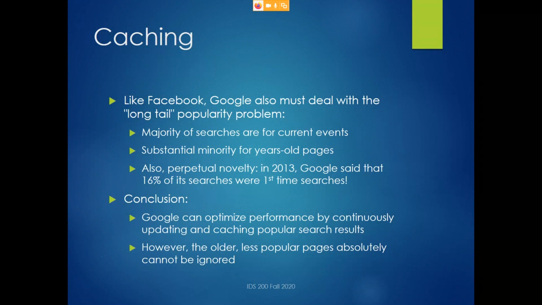Now, just like Facebook, Google also has to deal with the long tail popularity problem. Even though the majority of searches are for current events, there's a substantial minority of searches for years-old pages. And there's also a surprising amount of perpetual novelty, right? The last data I have on this is from 2013, but in 2013, Google said that 16% of its searches had never been searched before at Google.